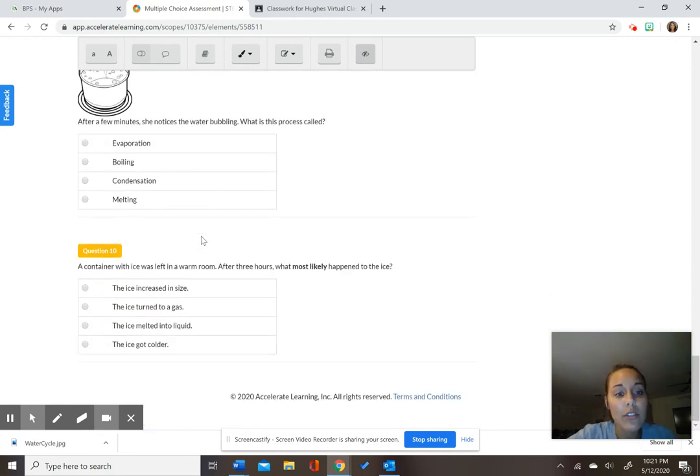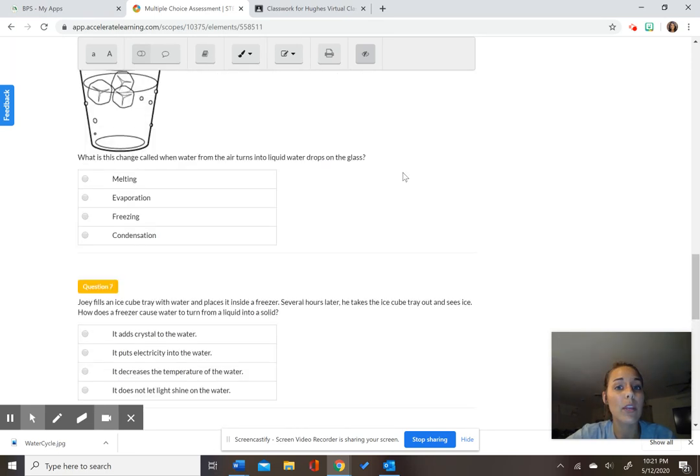And the last question is, a container with ice was left in a warm room. So there's ice and it's warm in this room. After 3 hours, what's likely to happen? If you don't put it back in the freezer, what's going to happen? Is it going to grow bigger? Is it going to turn into a gas? Would it melt, or would it get colder?